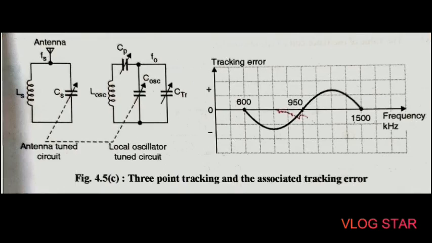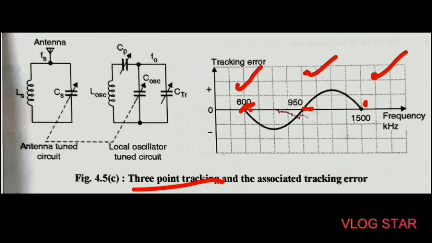So this combines the pattern and trimmer tracking. That means it is the combination of both pattern as well as the trimmer tracking method. So here the three frequencies of correct tracking, that is at which zero tracking error exists, are normally 600 kilohertz, then 1500 kilohertz, and the geometric mean of the two is directly 950 kilohertz. So here we have to use 3 points. These are 3 points, first, second and third point. So that's why the name 3 point tracking is there. And here it is possible to keep the tracking error below 3 kilohertz.